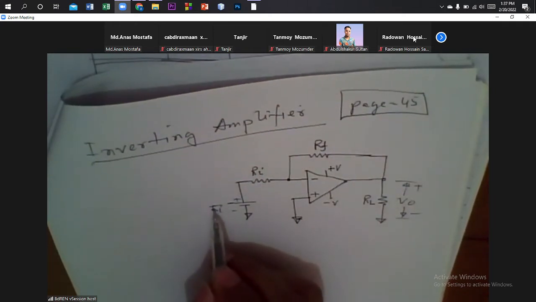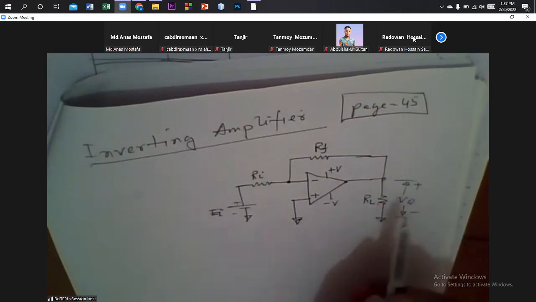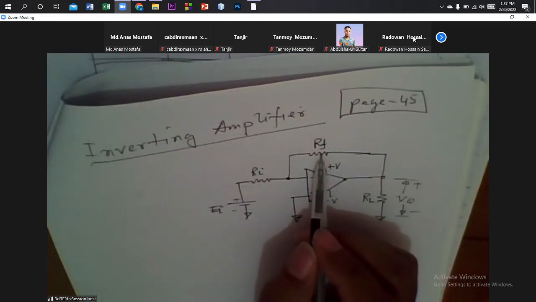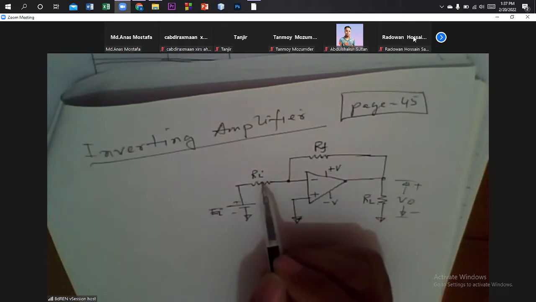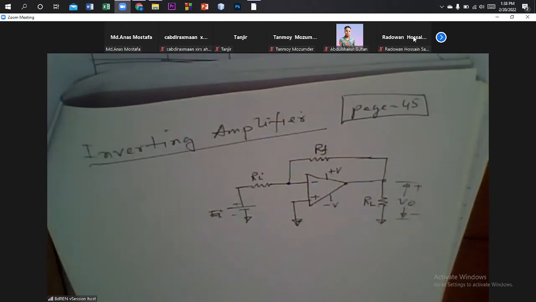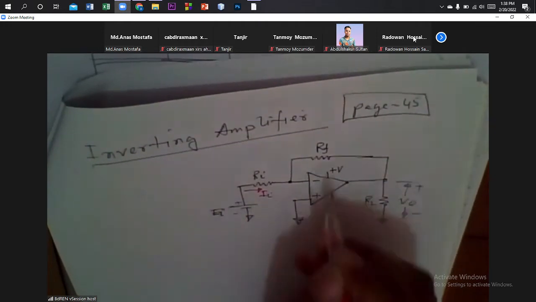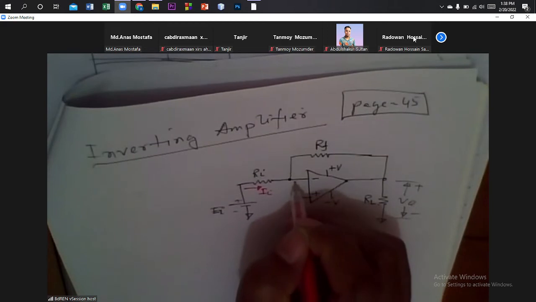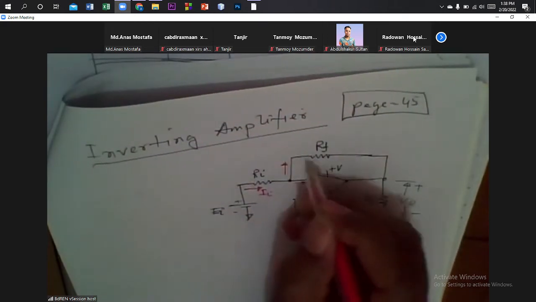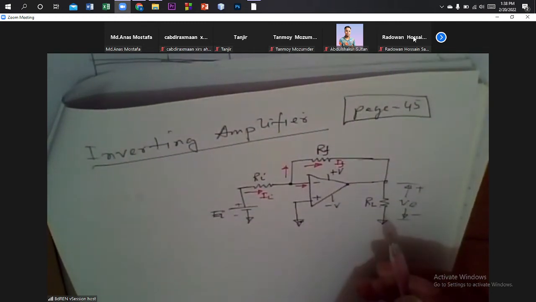So input voltage is EI. Output voltage is V0, load resistance RL, feedback resistance RF, and RI is the input resistance. And here you see the current will flow like this, II. The current will come and go this side and this side, and this current is named IF.